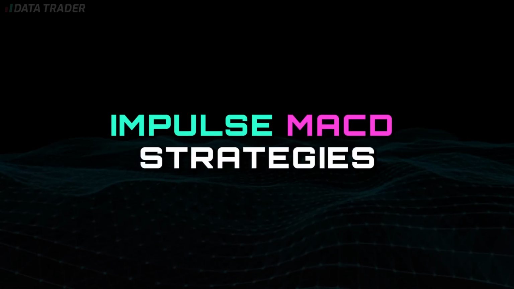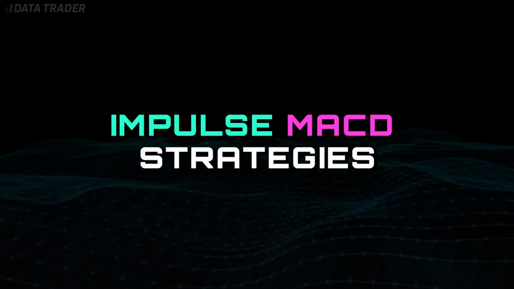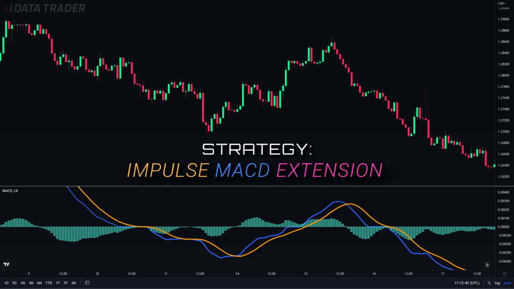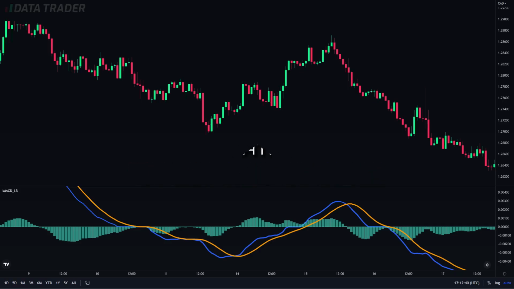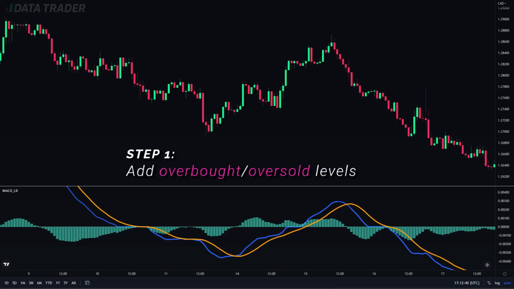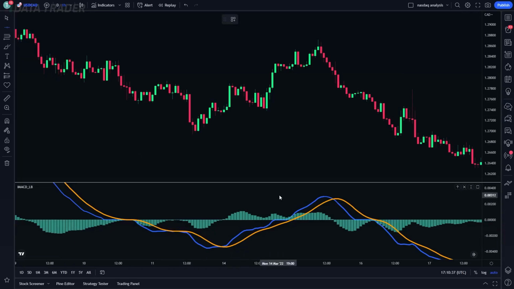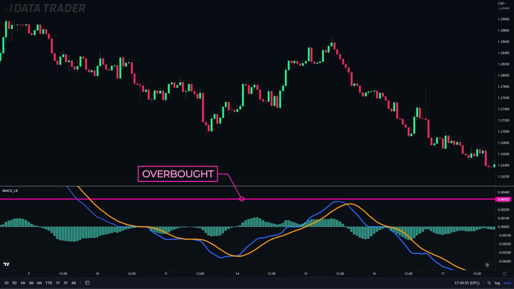Now, let's move on to the different strategies that you can use with this indicator. So, this next strategy is a little bit more advanced, but it also has a higher win rate. It's called the Impulse MACD extension, and this is how you trade it. The first step is we need to manually add overbought and oversold levels on the indicator. And so what you do is, you drag your mouse above the middle line of the indicator and press Alt-H. Or, you can just add the lines manually like this. And so this will be your overbought line.